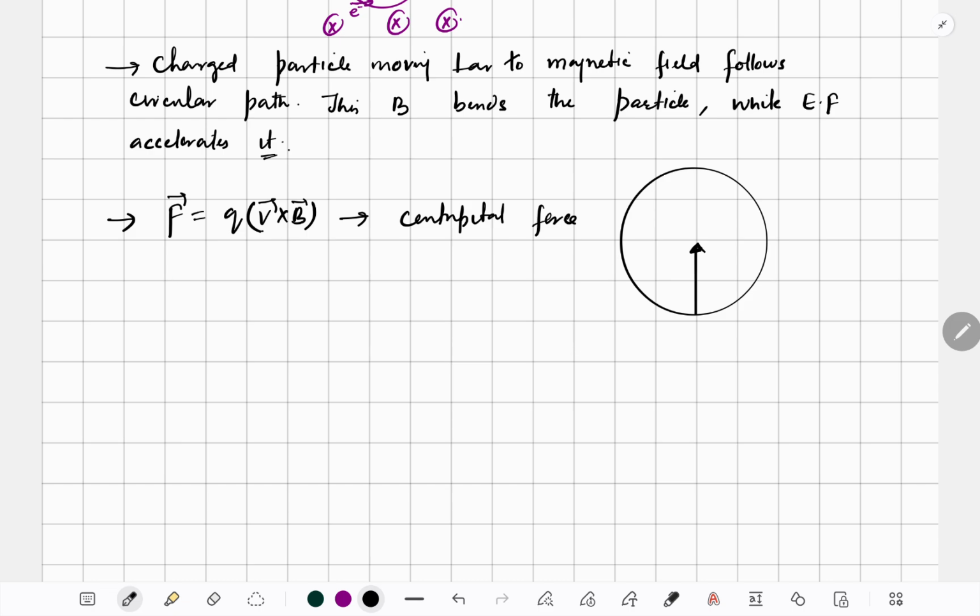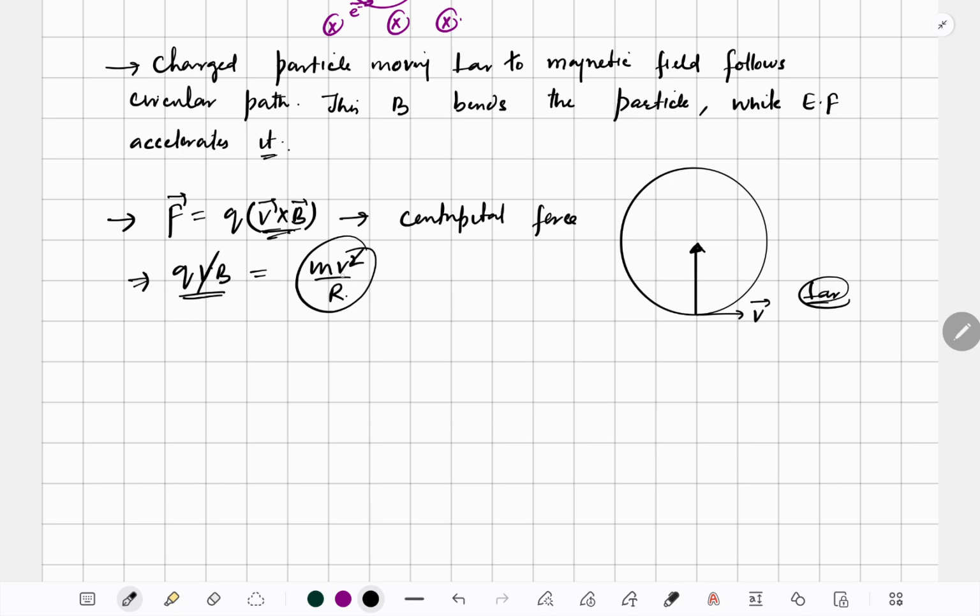So since V and B, let's say this is the velocity direction and B is inside, that means they are perpendicular, and this is the basic condition as well. The magnetic field and the velocity should be perpendicular to each other. So this is VB sine 90, which is 1. So it will be QVB equals mv square by r. Okay, so this is actually the centripetal force thing. So the magnetic force will provide the centripetal force.